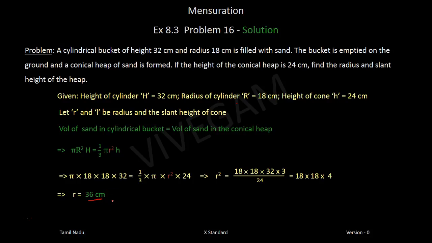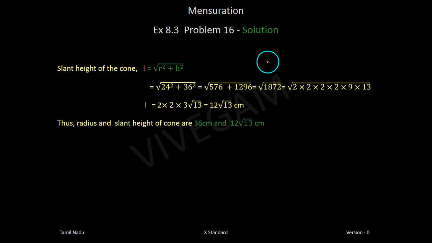Okay, half the problem is done. What else? We are asked to calculate the slant height of the cone. So we have done radius. We have to calculate slant height of the cone. The formula for the slant height is L equal to square root of r square plus h square. r we just calculated to be 36. h is already given in the problem, 24.